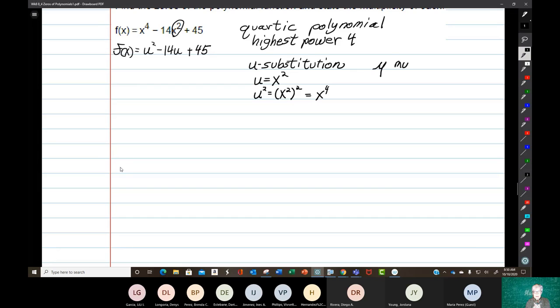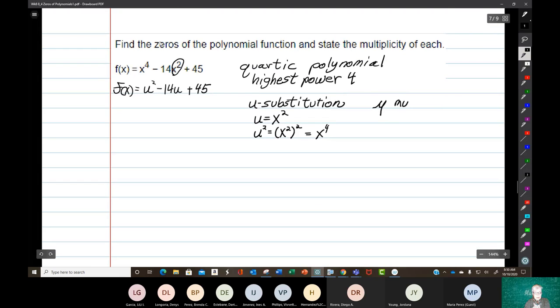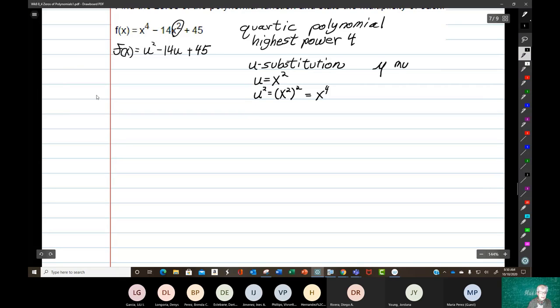Okay. And now we're looking for the zeros. So what I do is I take u squared minus 14u plus 45, and I set it equal to zero. And since there's a 1 in front of the u squared, I can use the easier form of grouping to factor this.